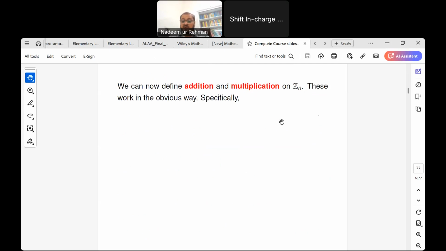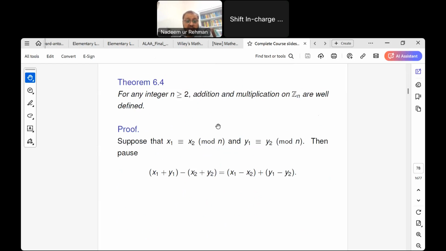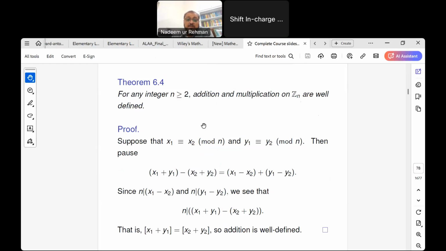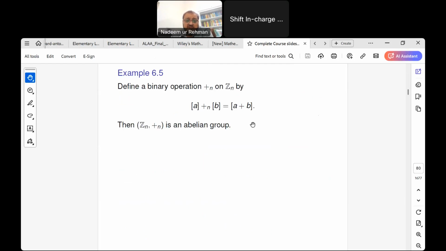Now addition and multiplication of equivalence classes are defined in this form, and under these two operations, addition and multiplication, we try to show whether Zn is a group or not. Under addition of equivalence classes, it is clearly well defined, and in this way we clearly show that it is a well-defined map. Also, it clearly satisfies all the properties of a group. So this is the binary operation of addition modulo n over Zn.